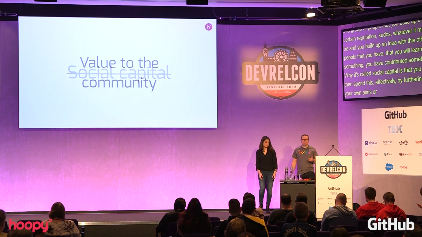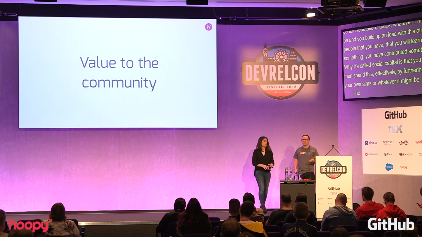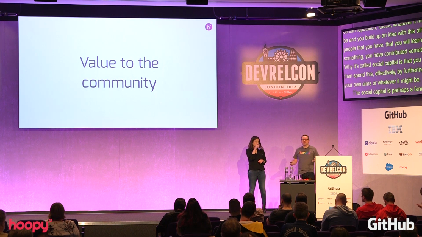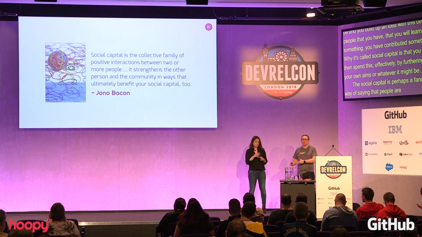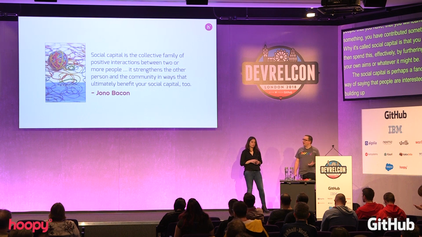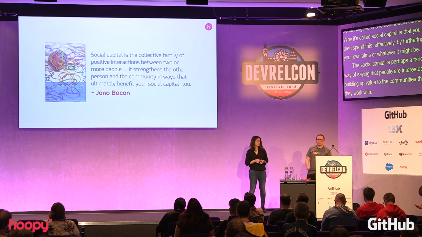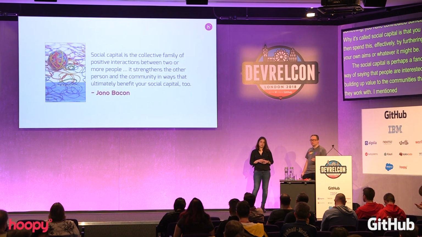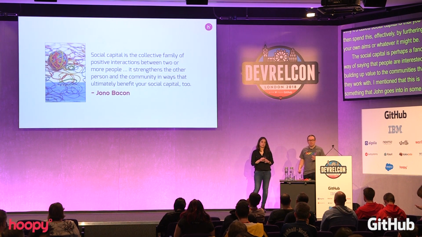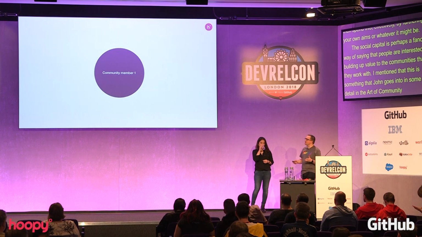Why it's called social capital is that you can then spend this effectively by furthering your own aims or whatever it might be. But social capital is perhaps a fancy way of saying that people are interested in building up value to the communities that they work with. And I mentioned that this is something that Jono goes into in quite some detail in The Art of Community. So if you want to read up more on social capital, then take a look at that. But here's kind of a graphic illustration.